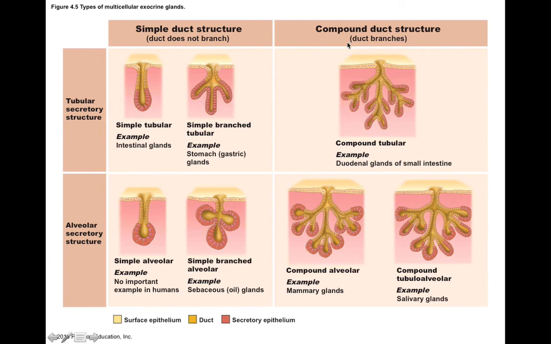Now, compound means it has lots of branches here. So this is an example of compound. And remember, if it's tubular, we would combine these to call this a compound tubular type of gland. Or if it's alveolar, we'd call this a compound alveolar type of gland. And if it's a mixture, we just call it compound tubuloalveolar. And same thing with the simple. Remember, if it's simple but tubular, you just call it simple tubular. Or if it's simple and alveolar, you just call it simple alveolar.